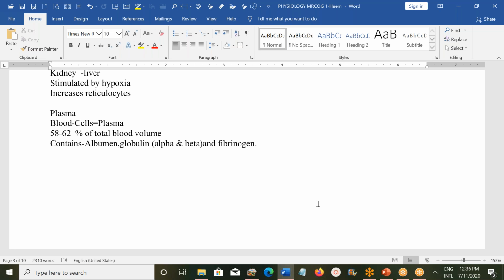So the body cannot remove these cells on its own. So what will happen? We will have to give them chelating agents. These chelating agents are going to remove the iron from the body. They will make it more soluble and take it out of the body. Is this concept clear? That if there is plenty of iron, then we need to remove it by chelating agents.